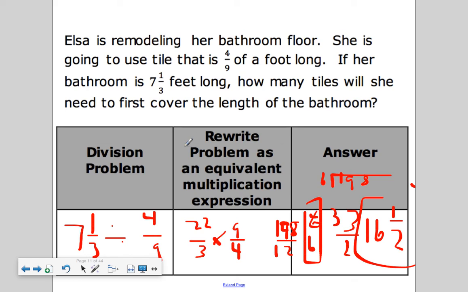So what we talked about here is how to rewrite a division problem into a multiplication expression. You keep the first number, you multiply by its reciprocal. And that's how you divide a mixed number.